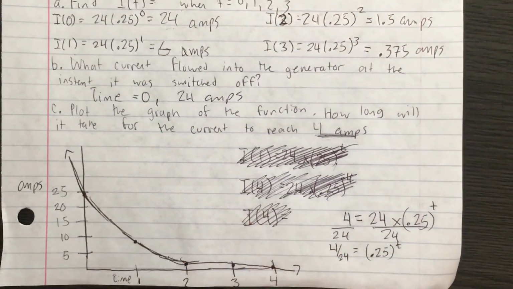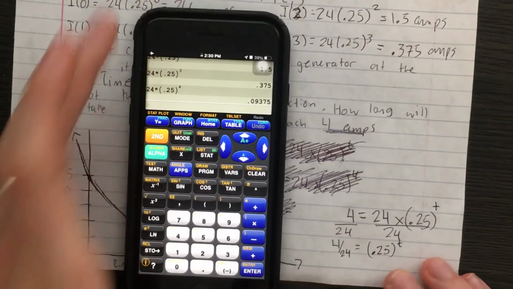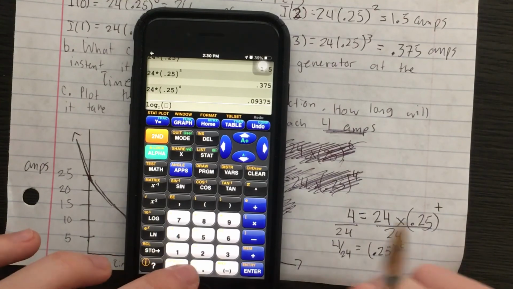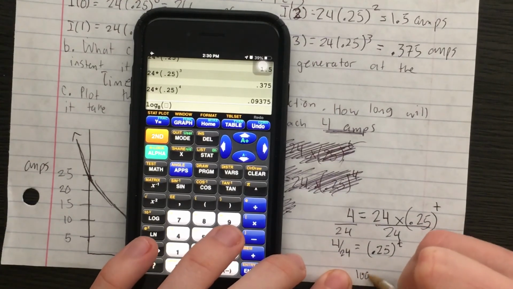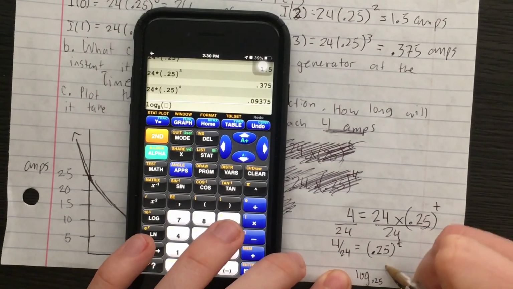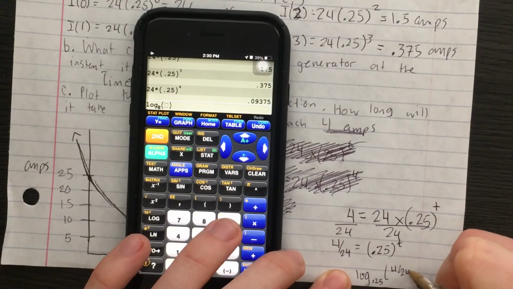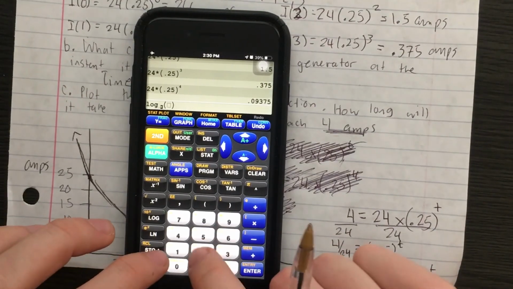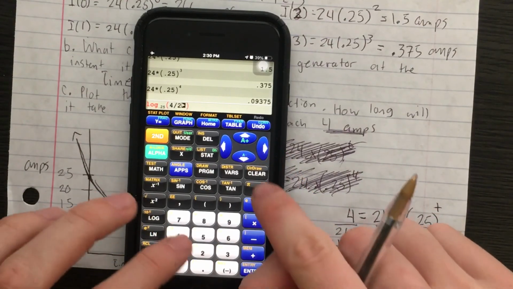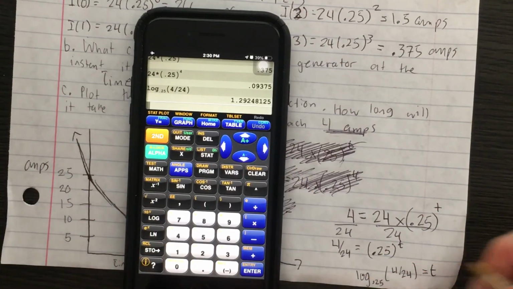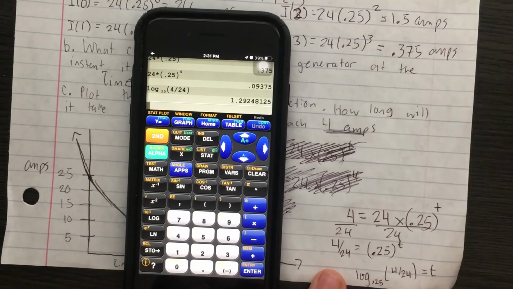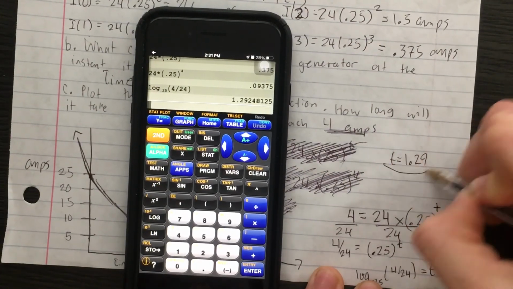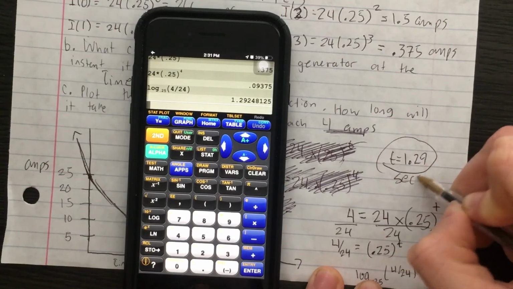And we're going to use a logarithm here. This is going to be an ugly logarithm, but it's still going to work. So we're going to do log base 0.25. So 0.25 to what power gives us 4 over 24. Log base 0.25 of 4 over 24. And let's see. So that's going to be 1.29. T equals 1.29, and that is seconds.